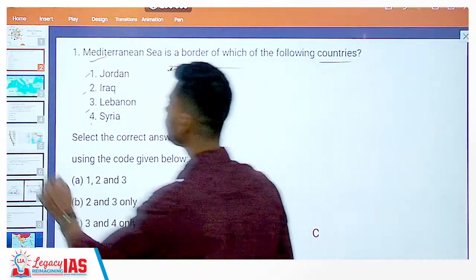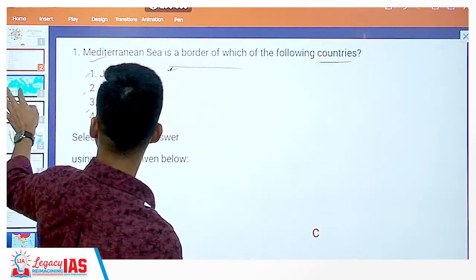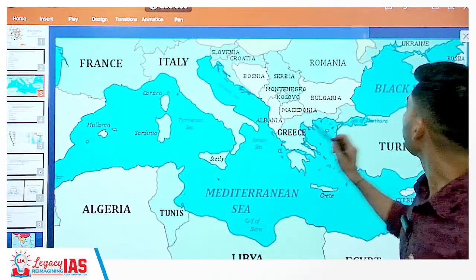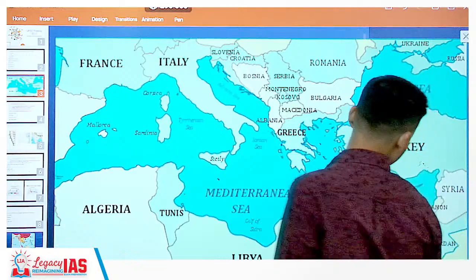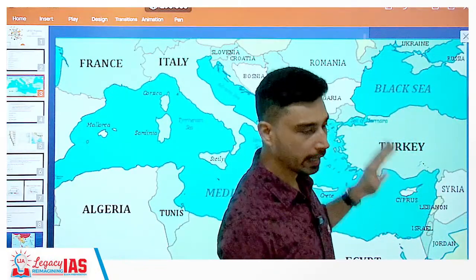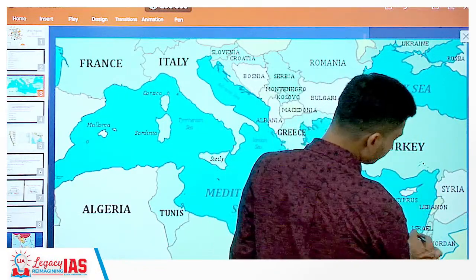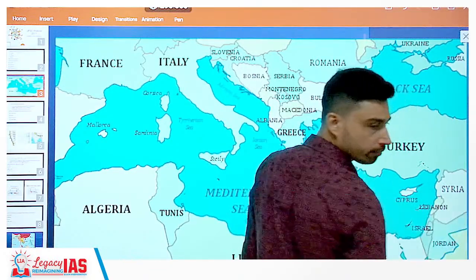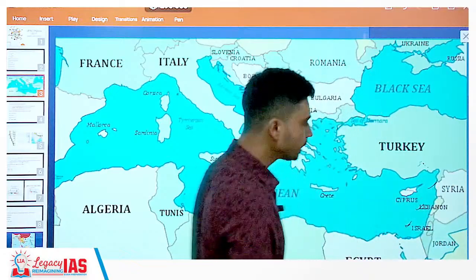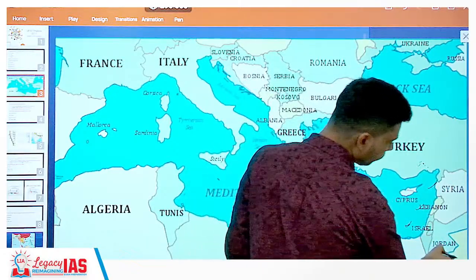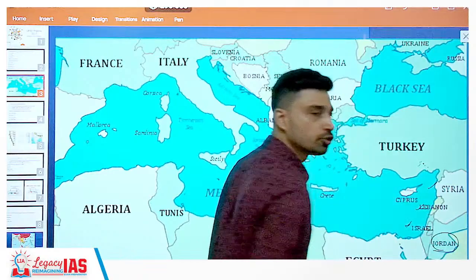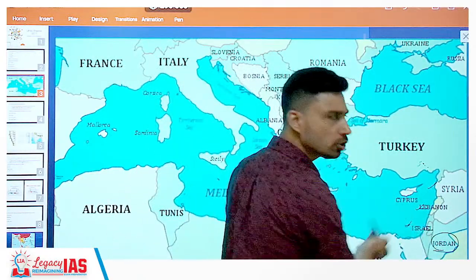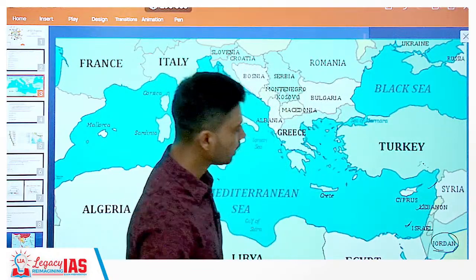So let us take a look at the Mediterranean Sea and see which of these countries are situated here. This is your Mediterranean Sea, and as you can see, between Africa and Europe, the countries having an open border with the Mediterranean Sea are Israel, Lebanon, then Syria. On the other hand, if you look at the location of Jordan, Jordan is a landlocked country. That means it does not directly open out toward the Mediterranean Sea.